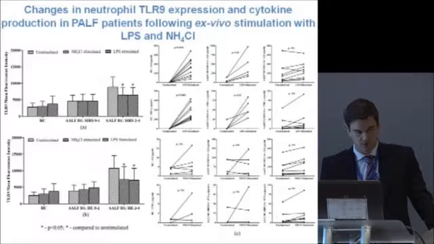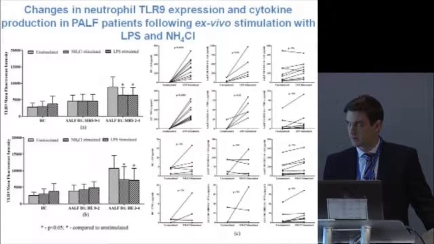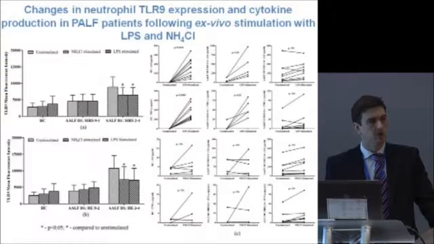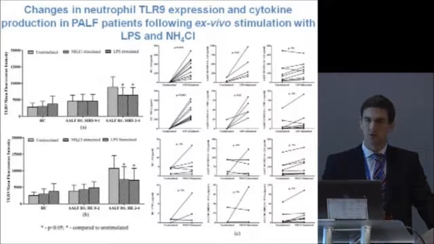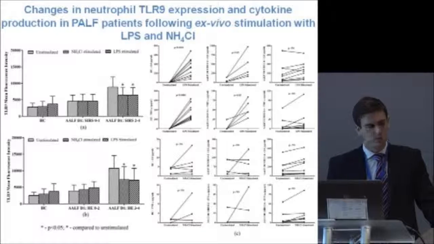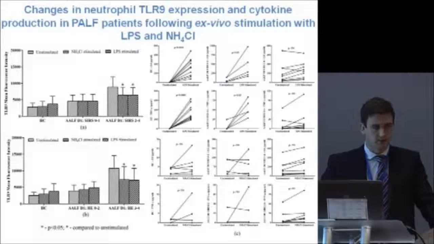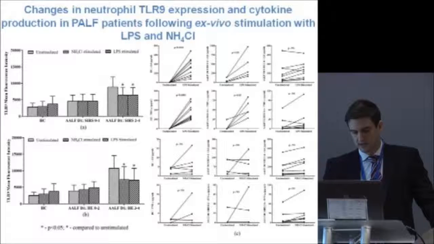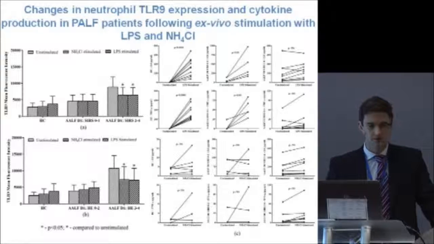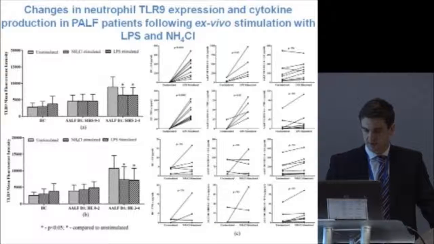Taking that back to the patients, we then looked at bacterial stimulation with lipopolysaccharide, again separating them out between healthy controls, patients with lower SIRS scores, and patients with the higher SIRS scores. What we saw is that in healthy controls and low SIRS score patients, there were no significant differences in TLR9 expression after bacterial or ammonium stimulation. However, in the patients with the higher SIRS scores, TLR9 was decreased. Again, that was reflected in the patients with the higher hepatic encephalopathy scores.